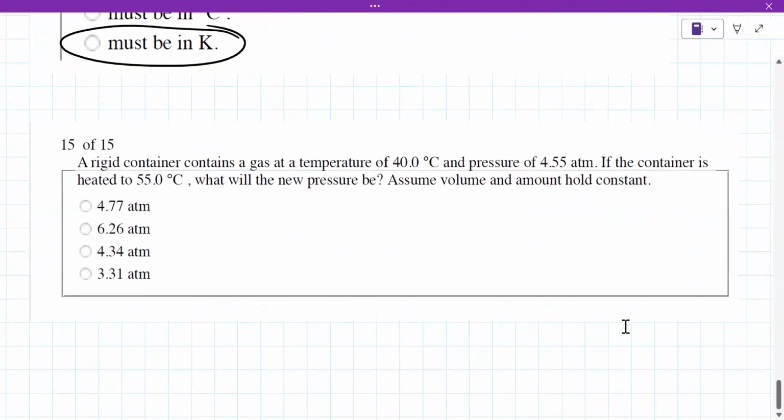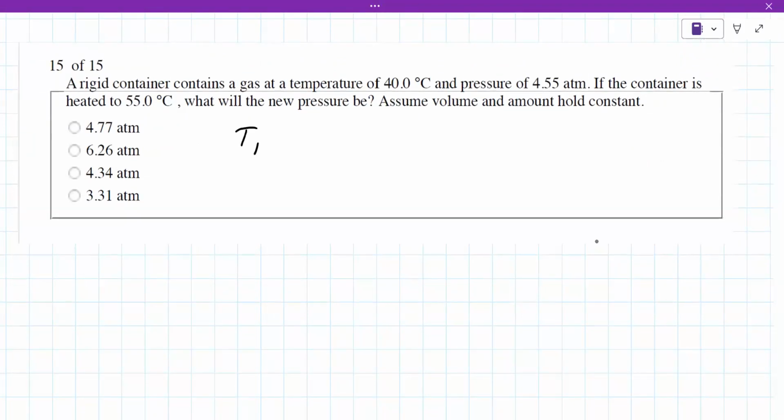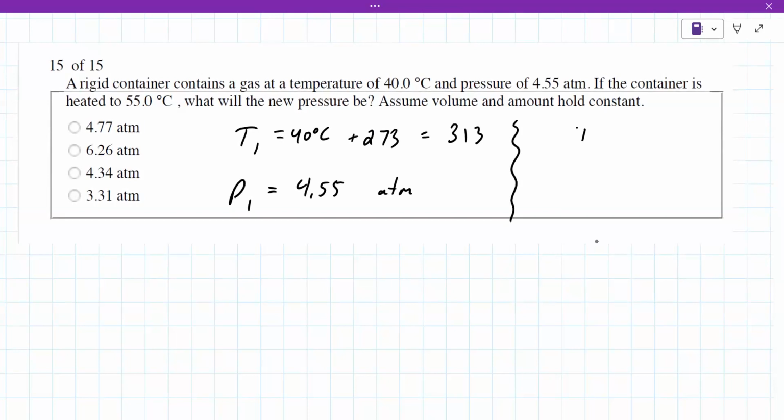A rigid container. So again, another one where they're giving you some combination of pressure, temperature, and volume. T1 is 40 degrees C, but we need to add 273 to get Kelvin, which is 313. P1 is 4.55 atmospheres. T2 is 55, but we need to add 273, which is 328. P2 is the unknown. That's what we're trying to find.